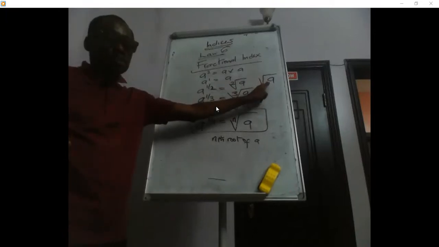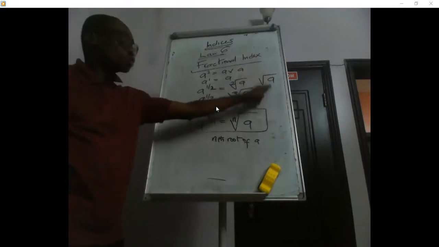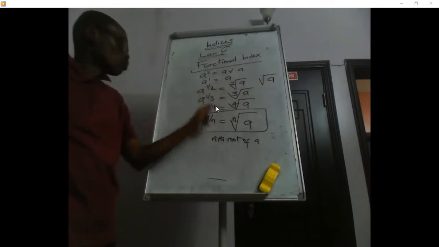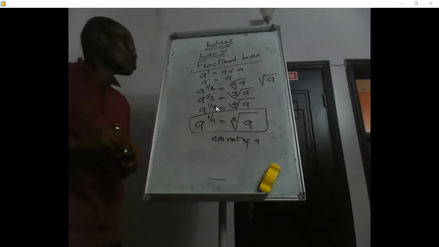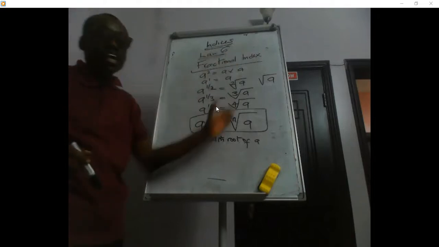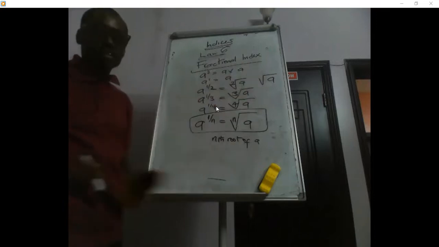This is pronounced as the square root of A or root A. This is called root A or the square root of A. You don't put a 2. But from 3, 4, 5, higher numbers, you're going to make sure you include those numbers. So basically, this is how a fractional index, in which the numerator is 1, is expressed.